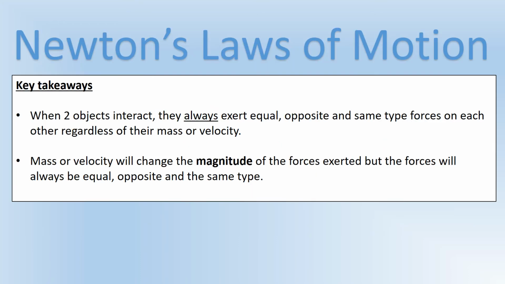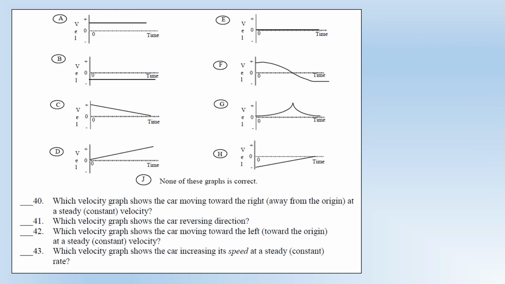All righty. So some takeaways from this. So it really doesn't matter how fast an object is traveling, how big its mass is. If you have two objects interacting, they have to exert equal and opposite forces on each other. It's one of those powerful and useful rules, but you have to wrap your head around that fact. Okay, so that's our takeaway here.